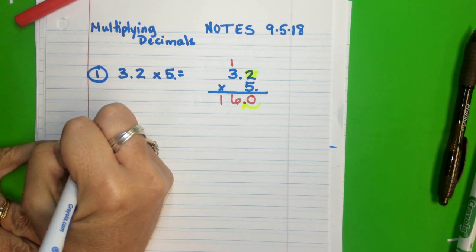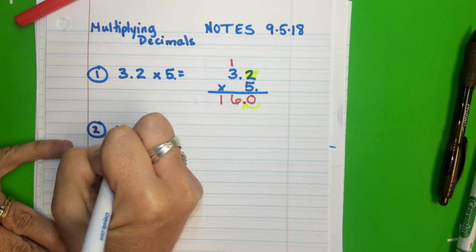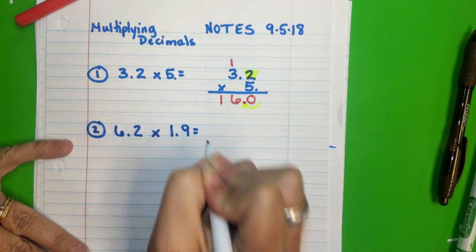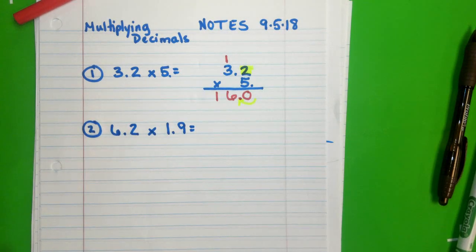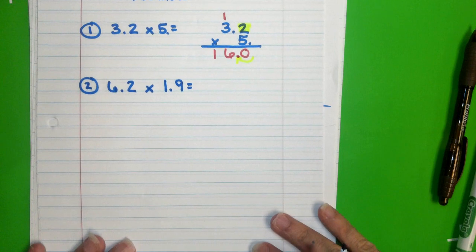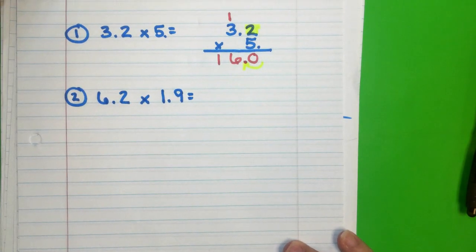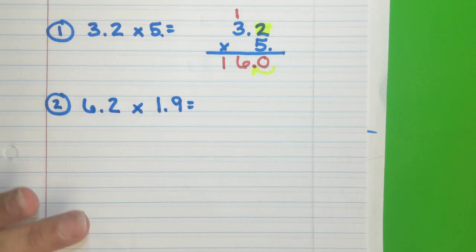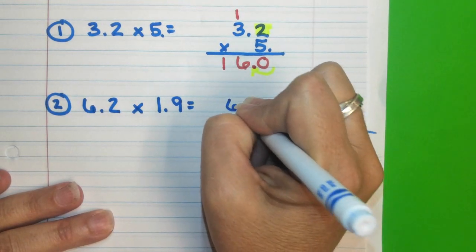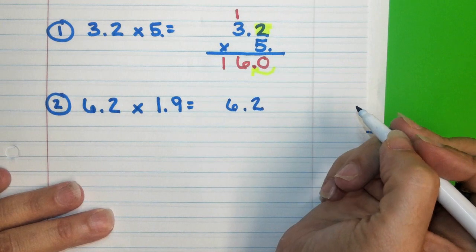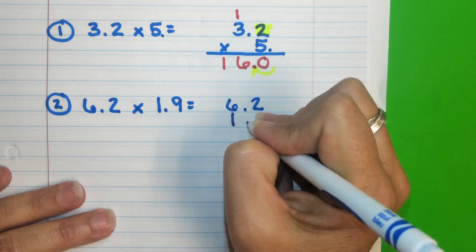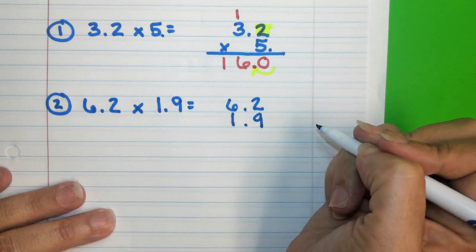Let's say number 2 is kind of weird and just so happens to both be 2-digit numbers. And the decimal just so happens to be in the same place. What should we do? What should we put on top? I would put the 6.2. It really doesn't matter. And then 1.9, just what? Kind of happens to line up, doesn't it?